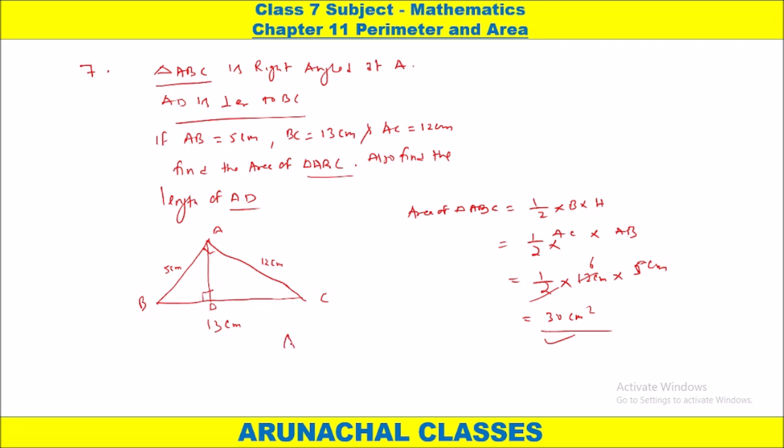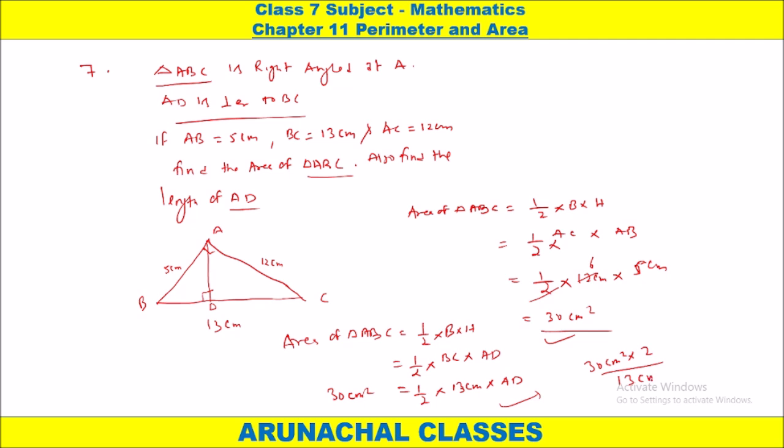So again I will write down the formula. Area of triangle ABC can also be written as half base into height. Now this time I will take the base as BC and the height as AD. So half, base value will be 13 centimeter, and AD is unknown to you. The area of triangle we have just found is 30 centimeter square. So it will be 30 centimeter square multiplied by 2 divided by 13 centimeter, and that is equal to the length AD. Now if I solve this, it will be 4.62 centimeter, that is the length of AD.